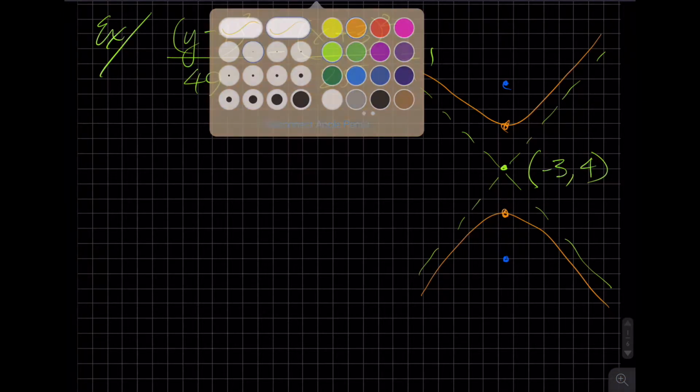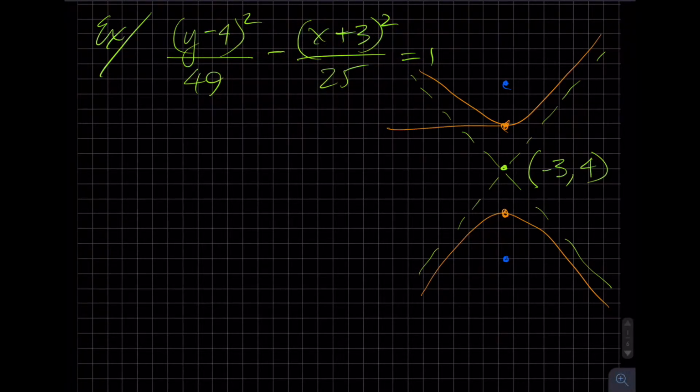My vertices. This vertex is going to be -3. And what's my a value? My a squared term is 49. So that's 7 squared, which makes my a value 7. So I'm going to take -3 from the first vertex. And since this is vertical, this distance right here is 7. And this distance is 7.